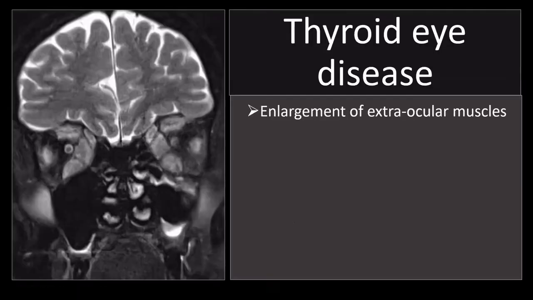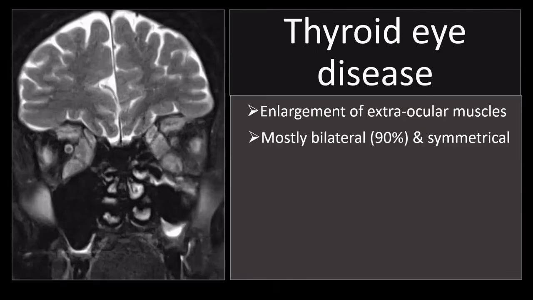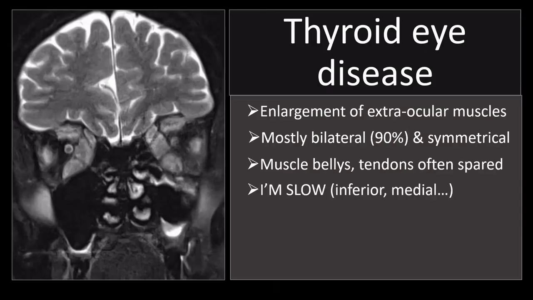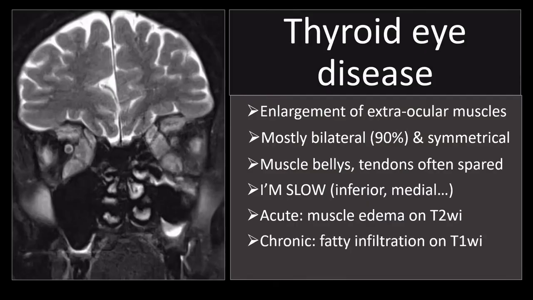So let's summarize. Thyroid eye disease is mainly characterized by enlargement of the extraocular muscles, mostly bilateral and symmetrical, but that doesn't mean it has to be. It mostly involves the muscle bellies, and the tendons tend to be spared, and the mnemonic "I'm slow" can help you memorize the order of frequency in which the various extraocular muscles are involved. In the acute phase, the muscle bellies will show edema on T2-weighted images, and in the chronic phase, fatty infiltration on T1-weighted images.